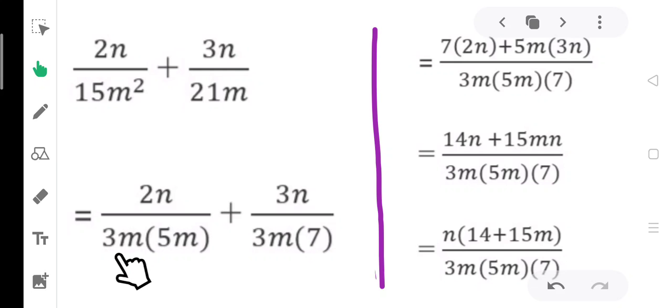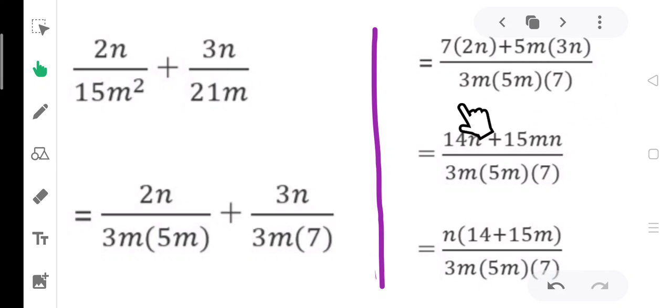So you have 3m, just copy. Then 5m, just copy. Then for the other rational expression, we have 3m. But since it is common to the 3m in the other rational expression, we're not going to write this anymore. So we just copy 7. So our LCD would be 3m times 5m times 7.